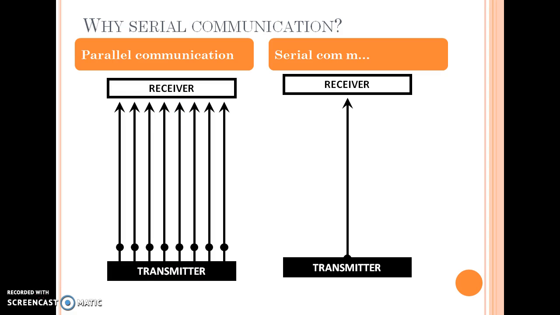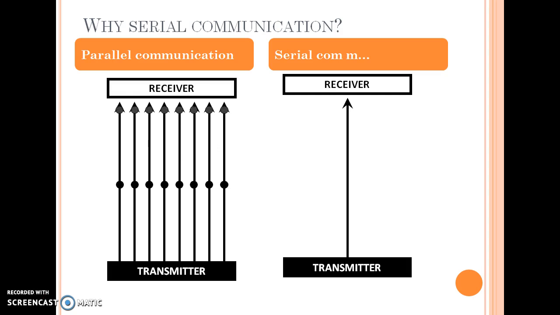Now we see why the serial communication. There are two types of communications. One is parallel communication and another one is serial communication. In parallel communication we are sending n bits at a time on n number of transmission lines. Likewise we are sending n bits on n number of transmission lines, but in case of serial communication we are sending one bit at a time sequentially over the communication link.